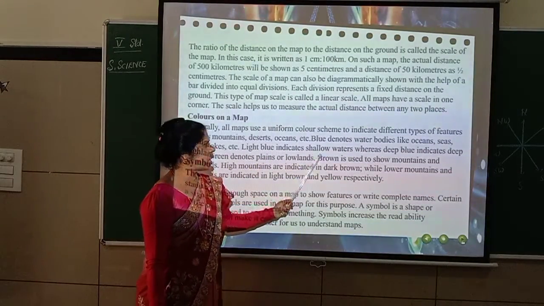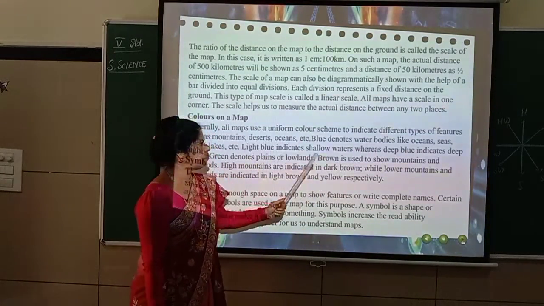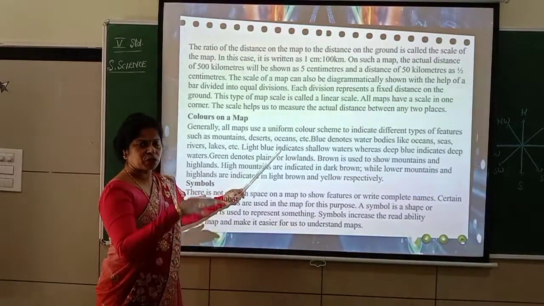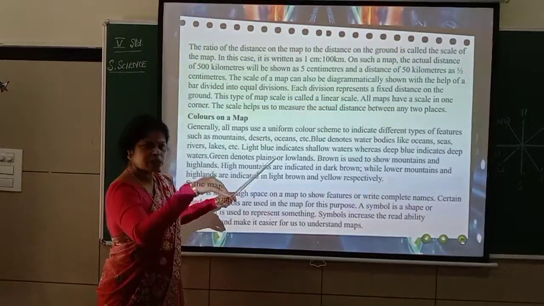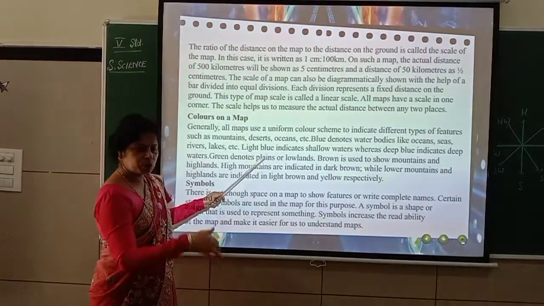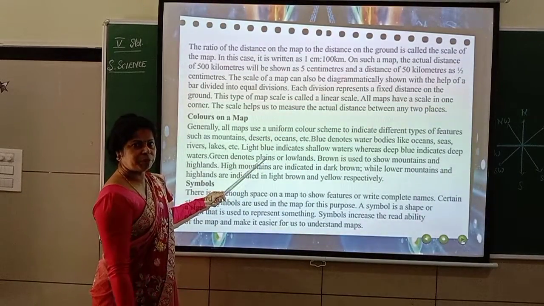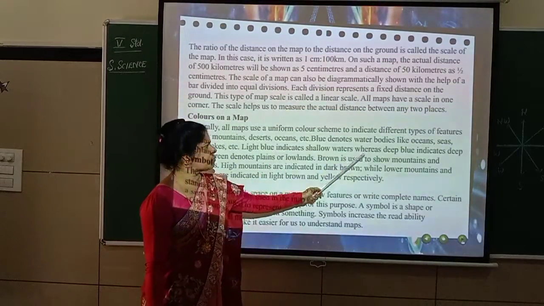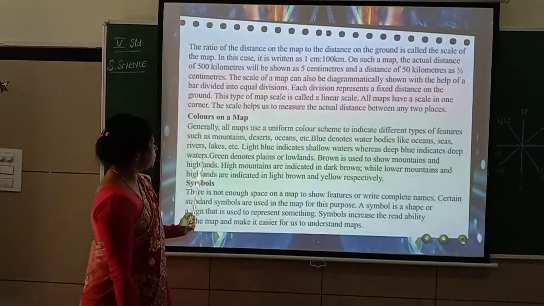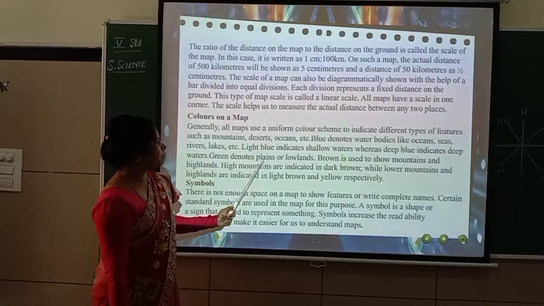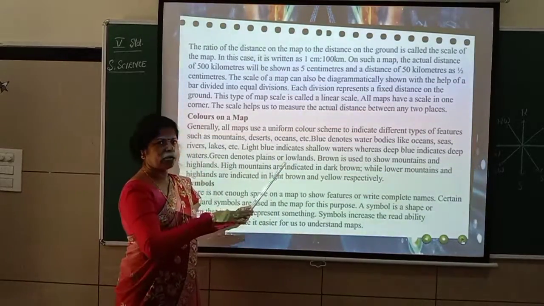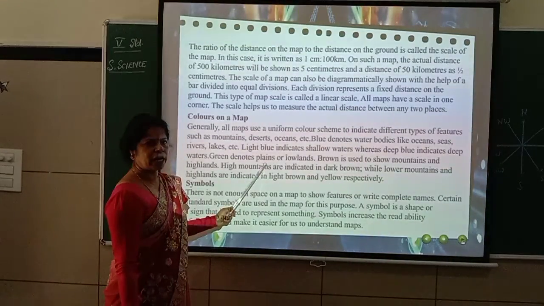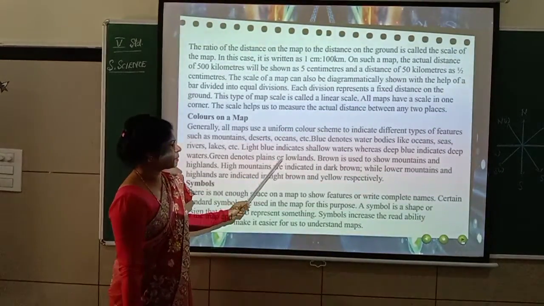Light blue indicates shallow waters, whereas deep blue indicates deep waters. Shallow waters means surface area, it's not very deep. Deep means very deep. So many kilometers, it will be depth. Green denotes plains or lowlands. So green color means plains, especially the field areas. Your agricultural fields and all come under plains.